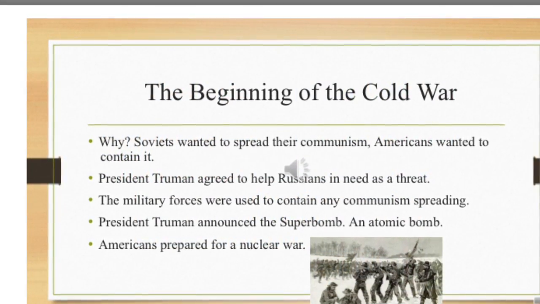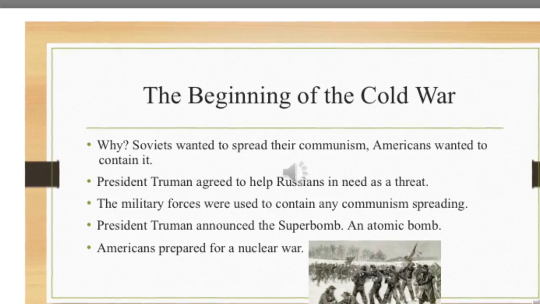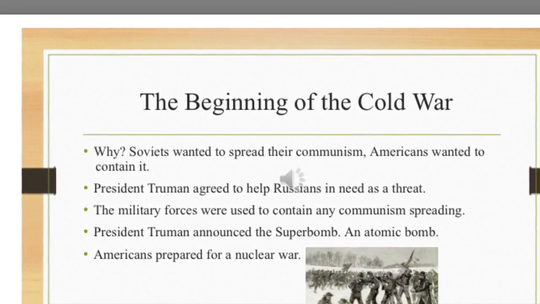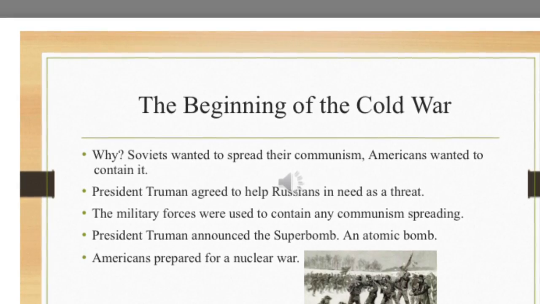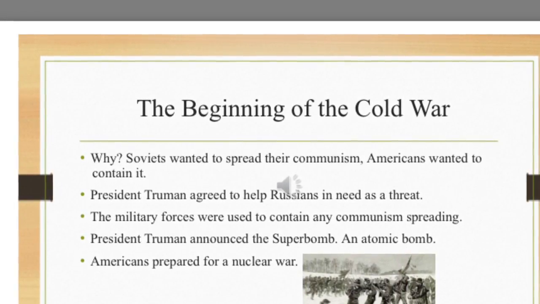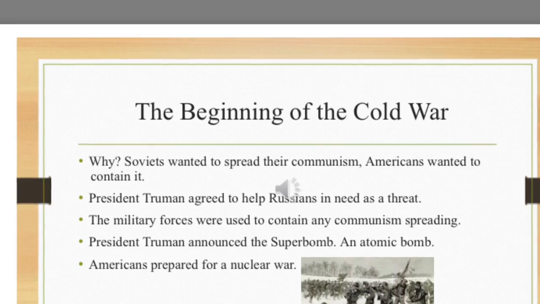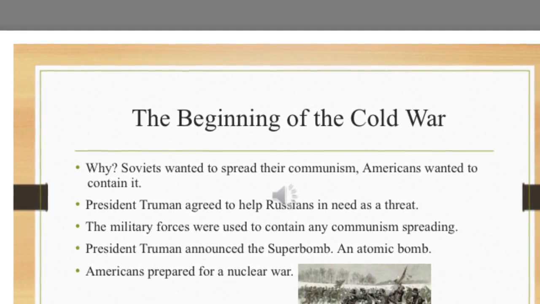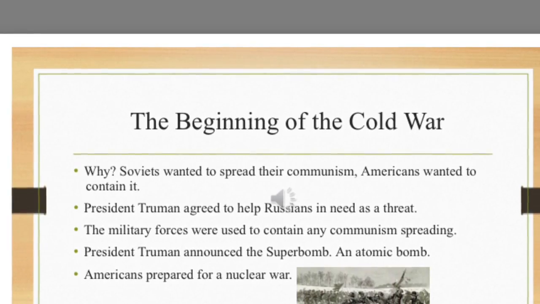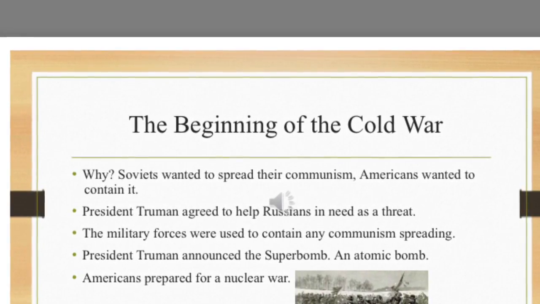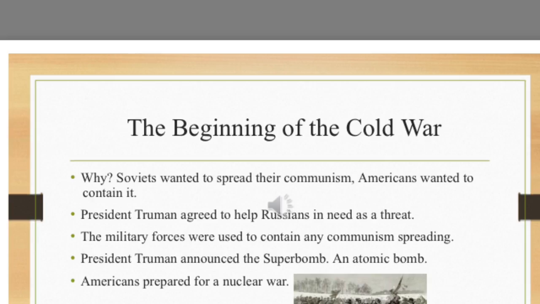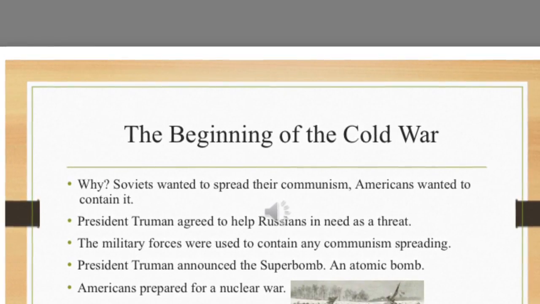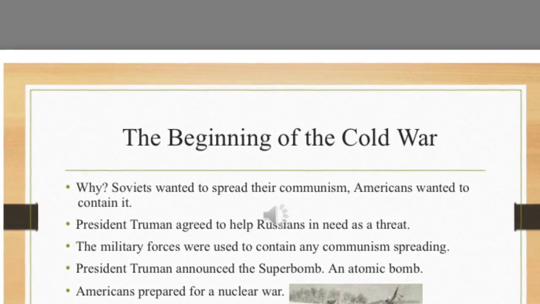The beginning of the Cold War. The reason the two nations went to war was because the Soviets wanted to spread their communism and the United States was trying to contain it. Harry Truman, the U.S. president during the Cold War, agreed on a policy to help contain the Russians, but to also help any Russians that were in need. Later, that same policy developed into a policy for the United States to use their military forces to contain the USSR's communist ways from attempting to spread to the other neighbor countries.